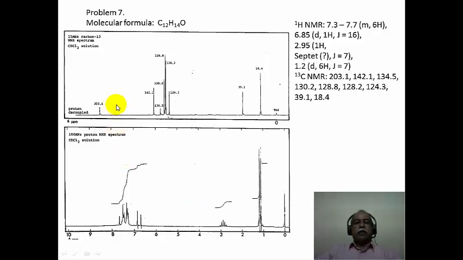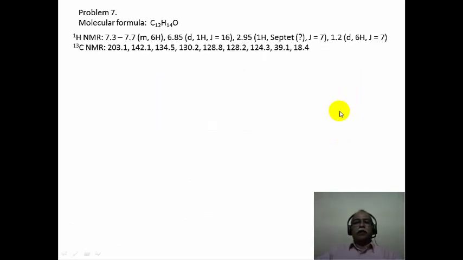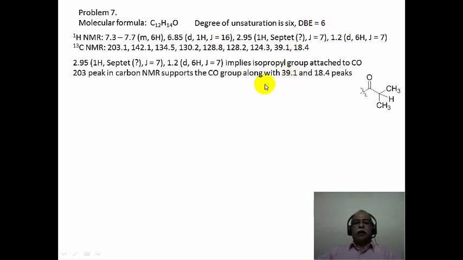Let us look at the carbon 13. The values are conveniently printed, so I just took the values and sorted out the numbers on the right hand side. So this is the data we extract from the spectrum. The degree of unsaturation for this molecule is 6, and based on the septet and the doublet, we conclude that there is an isopropyl group.